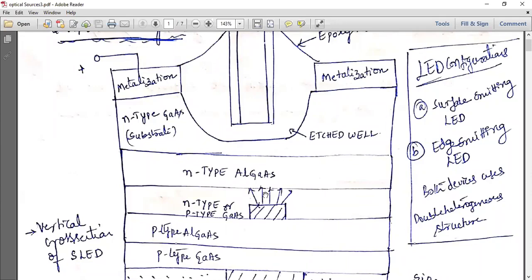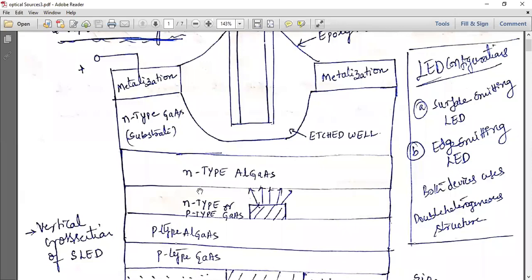But our main intention is to push your electrons and holes in this direction. Why? Because my OFC is here. If any recombination happens elsewhere, there are chances that the light may go in this direction or in this direction or in this direction.